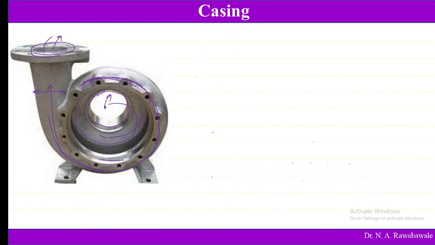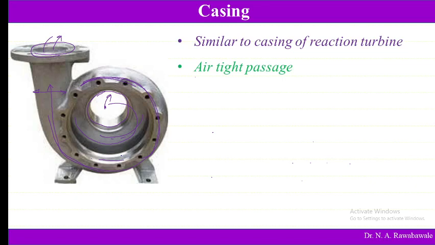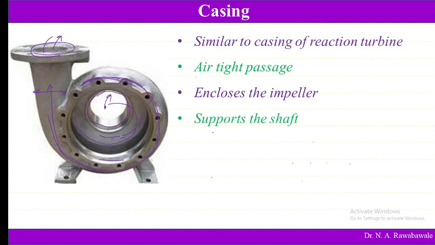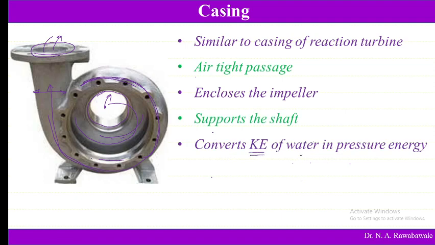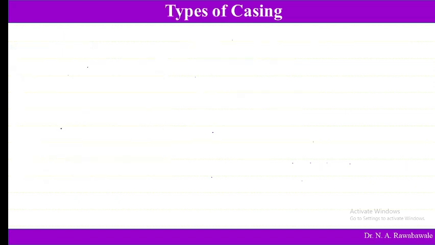This helps in reducing the velocity and increasing the pressure of the liquid flowing through this casing. This is similar to the casing of a reaction turbine. It is an airtight passage that encloses an impeller inside it and supports the shaft. It converts kinetic energy, in the sense of velocity of water, into pressure energy. This is happening because of the increasing area of cross section. Next we see types of casing.